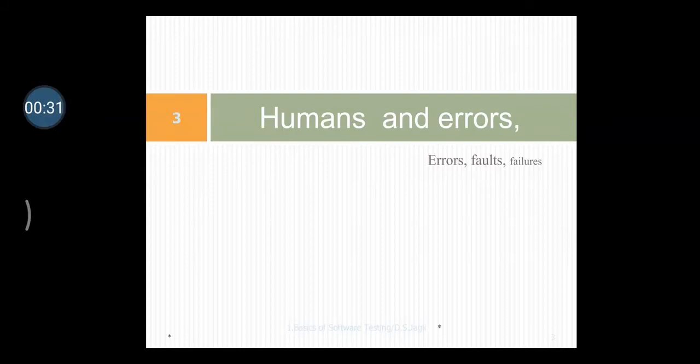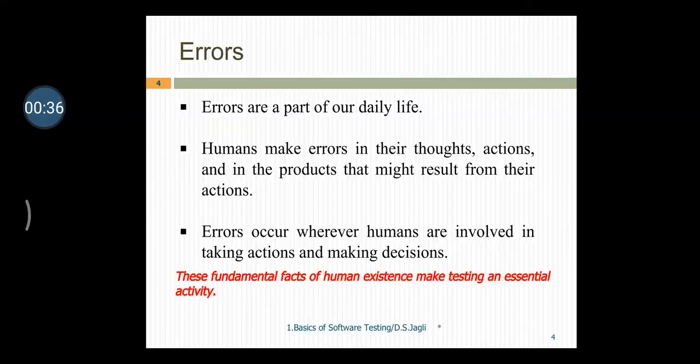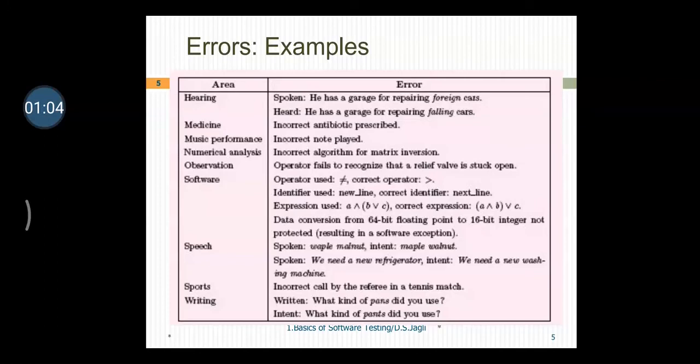Errors, faults, failures, all these are used synonymously by people. But actually we'll see the actual definition of each term. Errors are a part of our daily life. Humans make errors in their thoughts, actions, and in the products that might result from their actions. Errors occur wherever humans are involved in taking actions and making decisions. These fundamental facts of human existence make testing an essential activity.